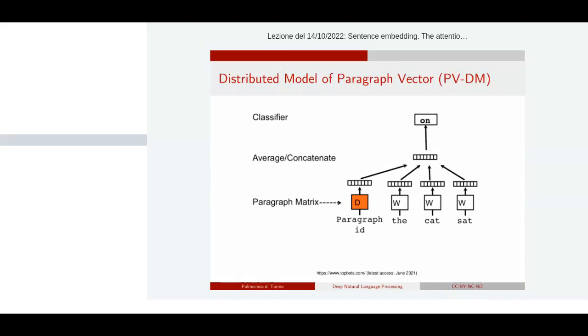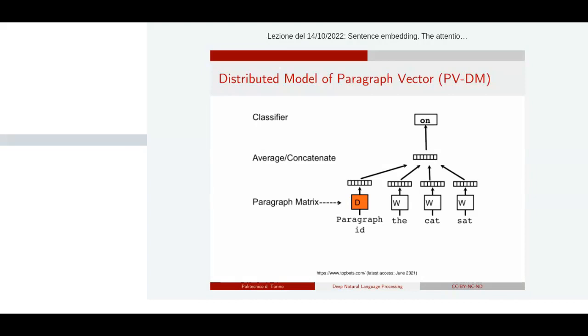In the CBOW architecture, the goal is to predict the center word, which is the target. Here, we have two main differences with respect to the CBOW architecture, working at the word level. The first difference is that the target is not the center word, but is the next word.